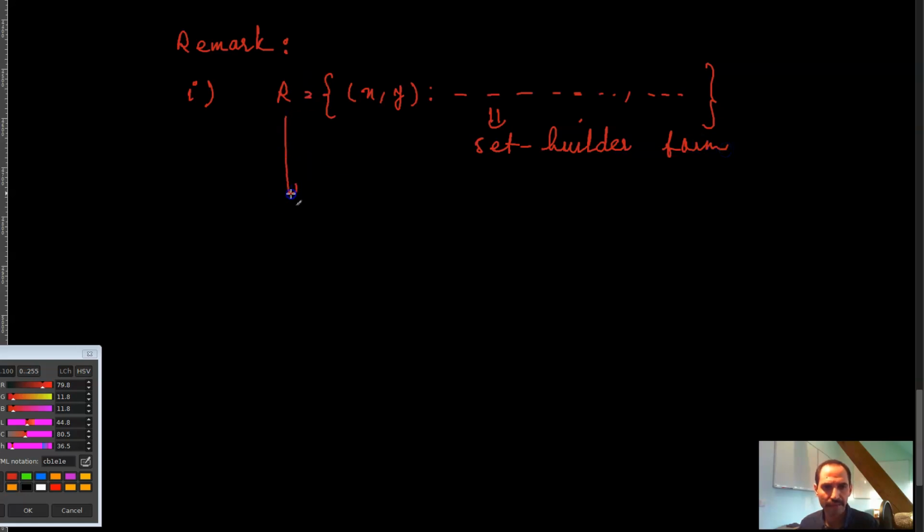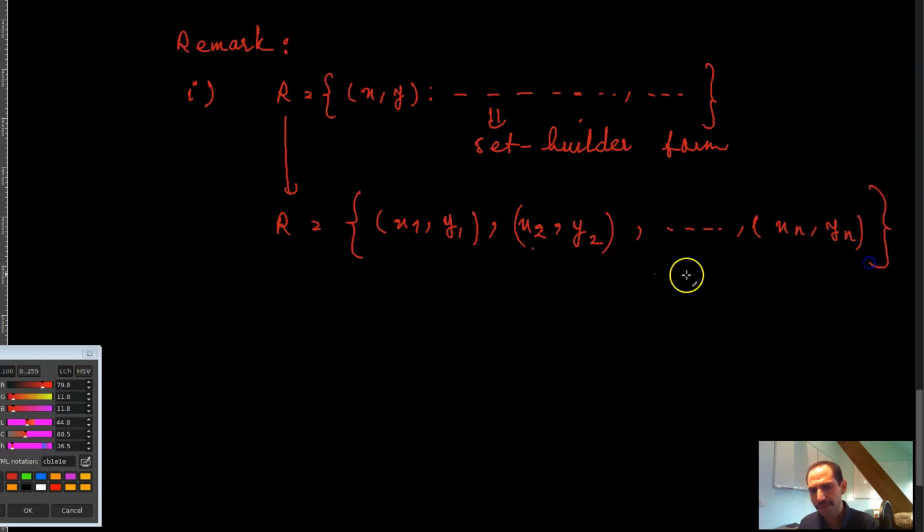On the other hand, the same relation can be represented in basically roster form, meaning (x1, y1), (x2, y2), and all the way up to (xn, yn). This is in roster form. So basically, a relation may be represented algebraically either by the roster method or by the set builder method.